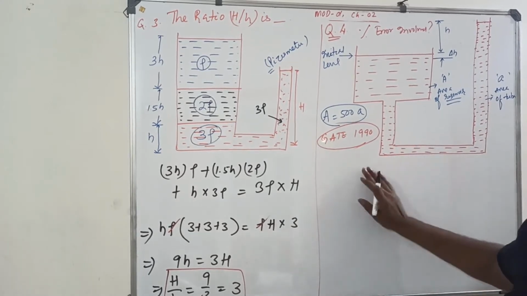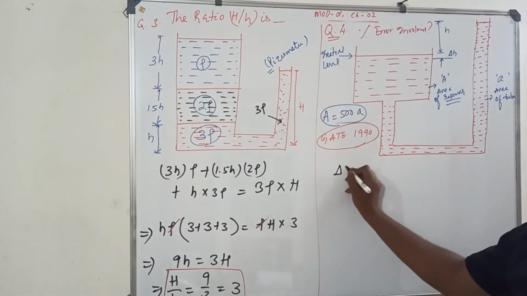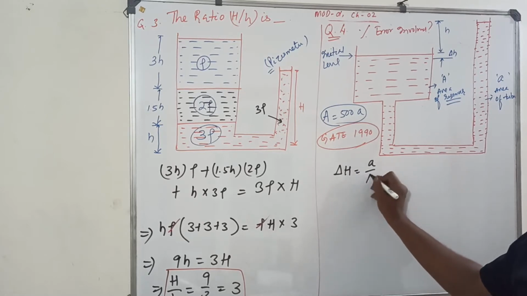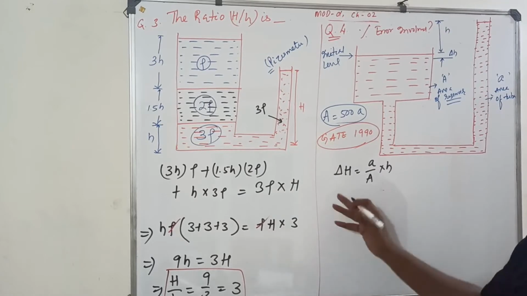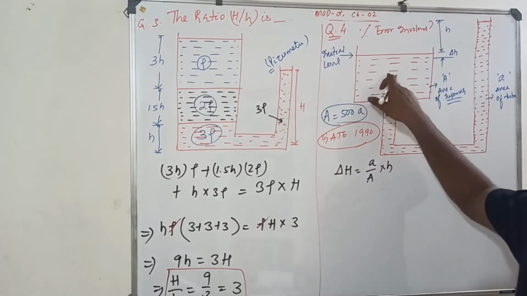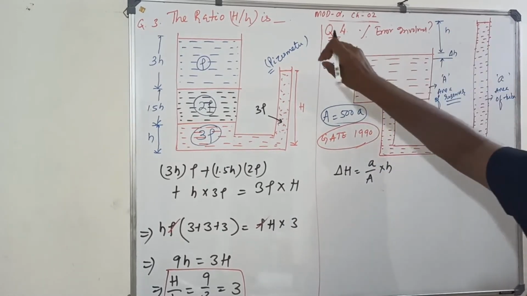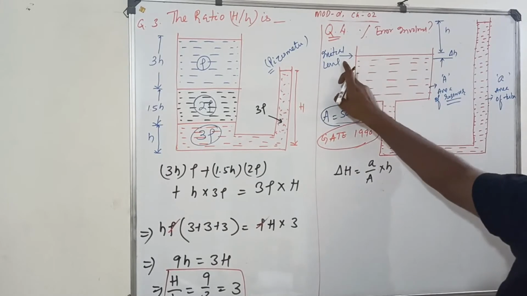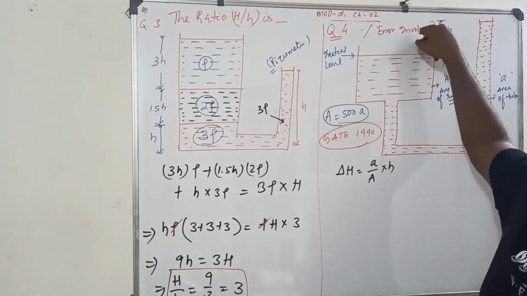Now coming to this question. We have already discussed this, the same thing. If you see the theory, we have a direct formula: delta h equals small a by capital A into H. If you want to prove it, we can prove this again. They are asking, here the area of this container is 500 times more than the area of this. You have added a certain volume here, but because of the initial level you are having some error. So they are asking what is the error encountered.